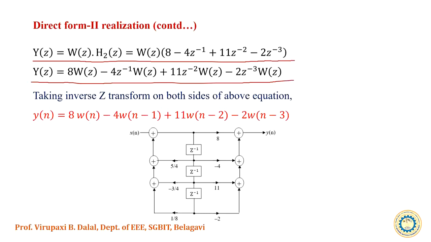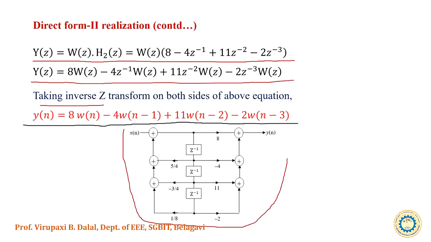Now take the inverse z transform on both sides. We'll get y of n is equal to 8 w of n minus 4 w of n minus 1 plus 11 w of n minus 2 minus 4 w of n minus 3. So this is the complete structure of direct form 2 realization.